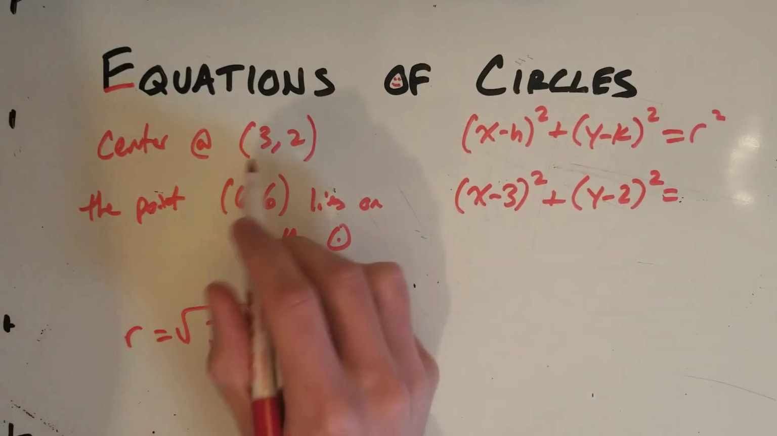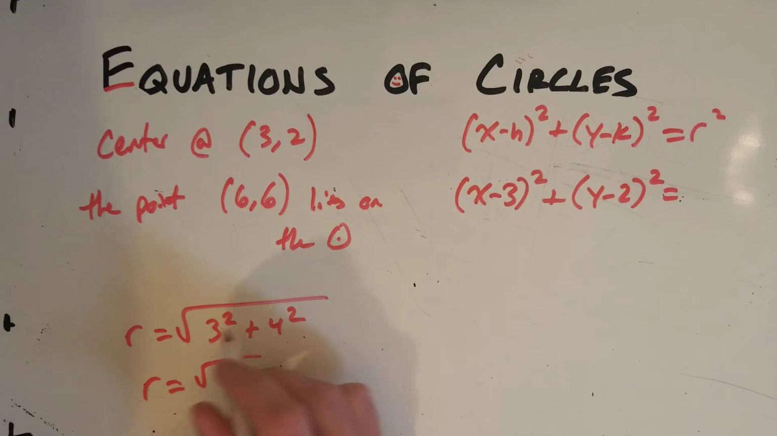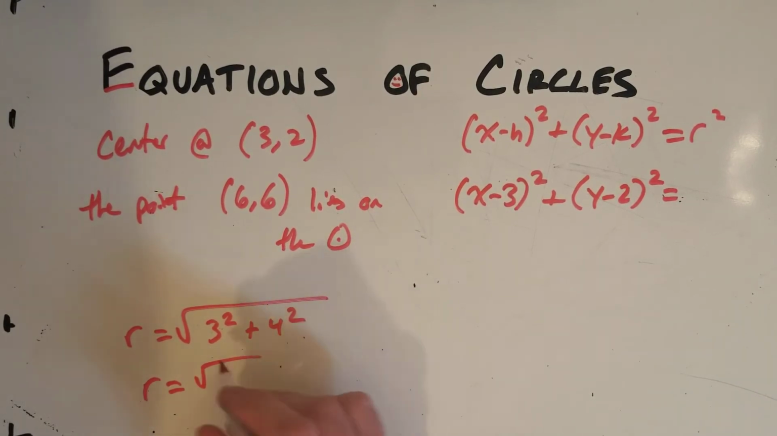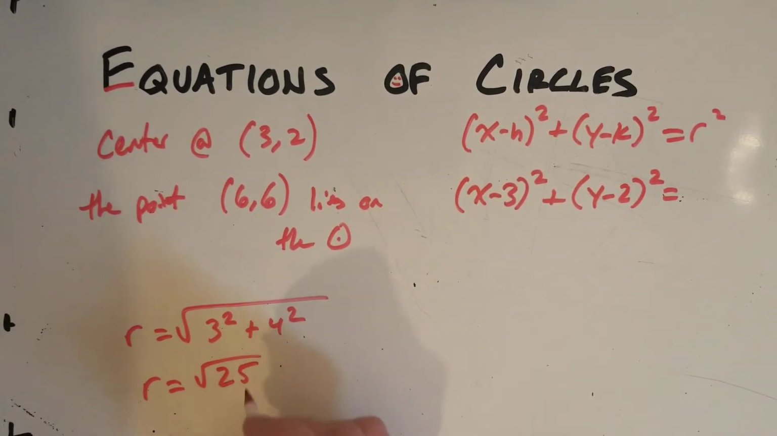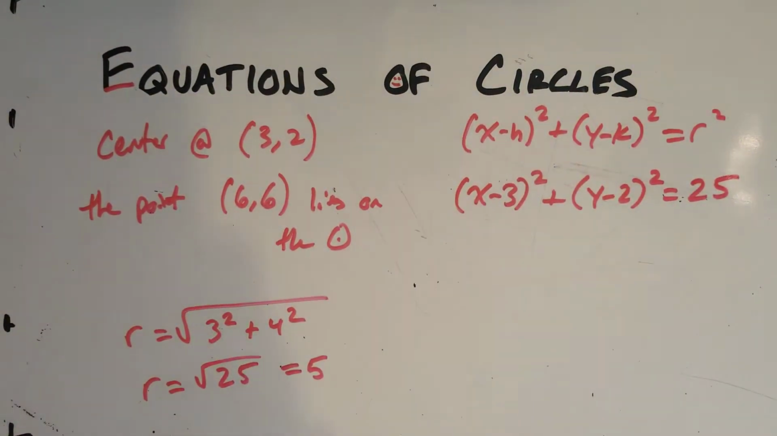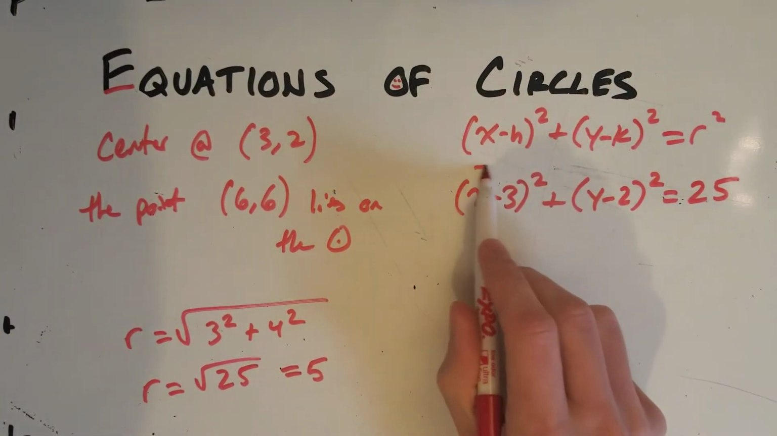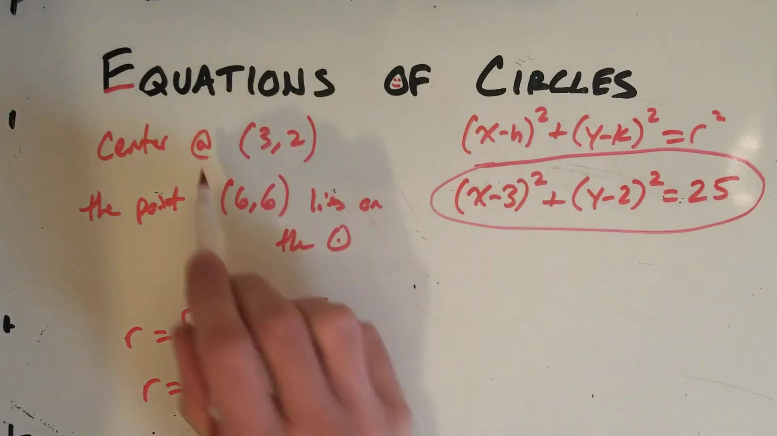You might notice if you were to sketch this out, it actually makes a nice 3, 4, 5 triangle. So the square root of 9 plus 16 is the square root of 25. So our radius should be 5. So here your radius squared is going to be 25. You want to make sure that's the radius squared there. So this would be the standard form of this circle.